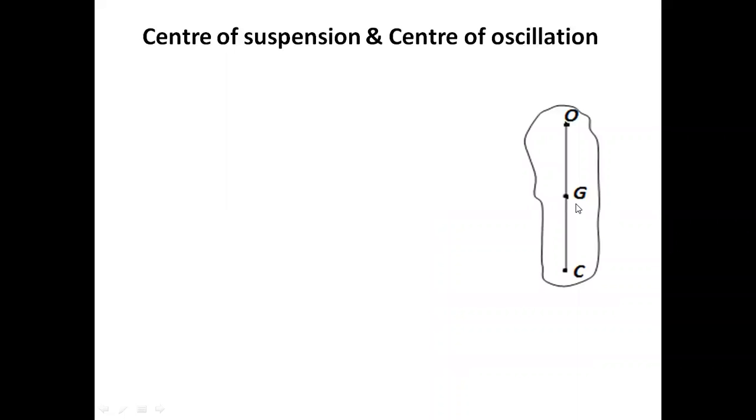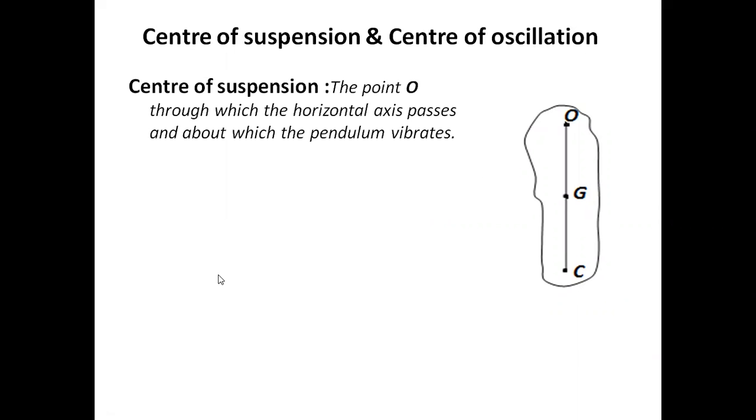Now the properties of the compound pendulum. Before that, we have to know what the center of suspension and center of oscillation are. The center of suspension is the point O through which the horizontal axis passes and about which the pendulum is suspended.